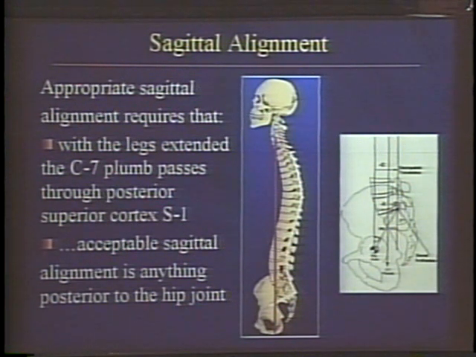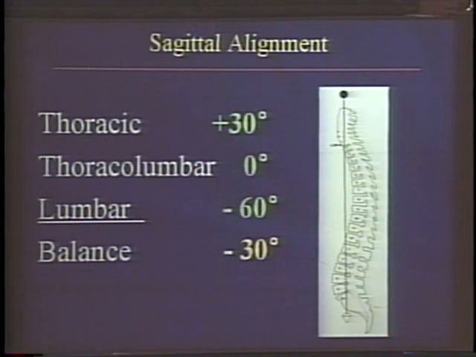If we look at sagittal contours, the appropriate sagittal alignment requires the C7 plumb line to pass through the superior cortex of S1 or posterior to the hip joints. Acceptable sagittal alignment is probably anything that's posterior to the hip joints. How much lordosis do you need? In the normal spine, you generally have a mean of 30 degrees kyphosis and about 60 degrees of lumbar lordosis. So we have generally 30 degrees more lordosis than kyphosis. So if the thoracic kyphosis is 45 degrees, then you want to make 70 or 75 degrees of lumbar lordosis. And I think the biggest error technically made is production of inadequate lordosis.